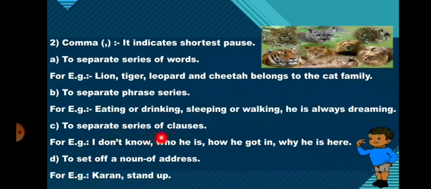To separate a series of clauses, for example, I don't know who he is, how he got in, why he is here. So here, in order to separate a series of clauses also, we have to put a comma in between. To set off a noun of address, for example, Karan, comma, stand up. So here, in order to set off a noun of address, we have to put a comma in between.